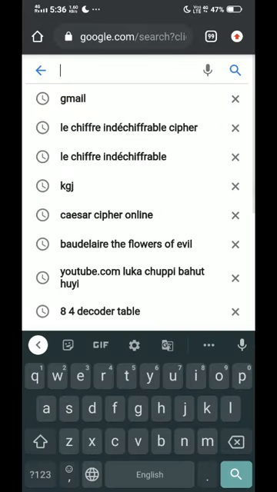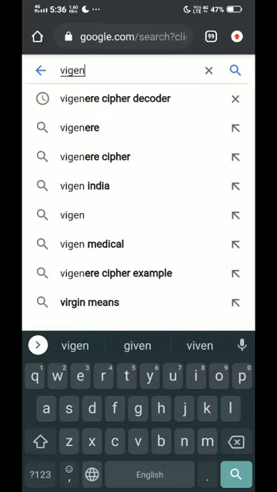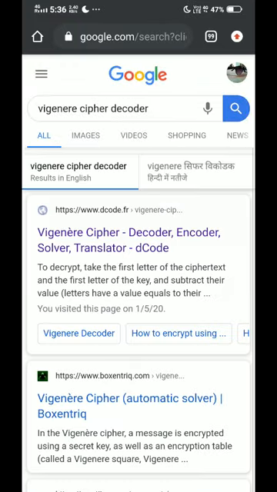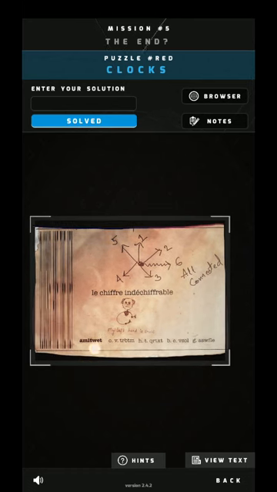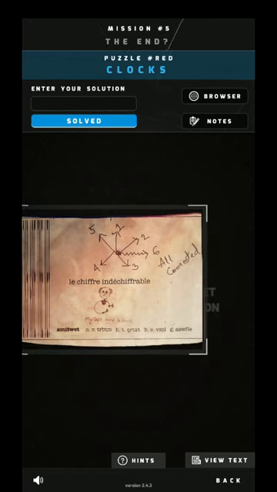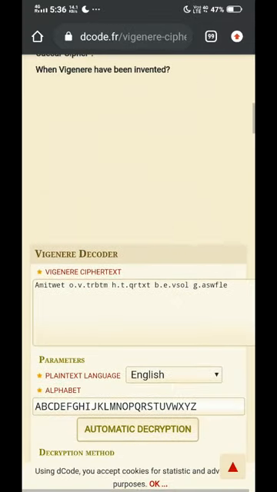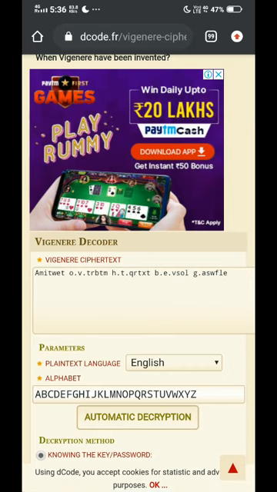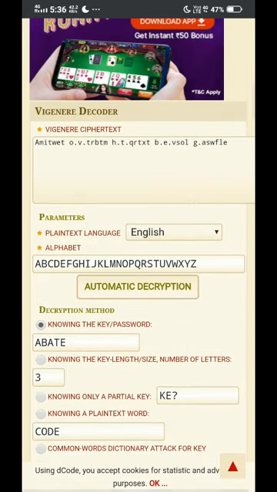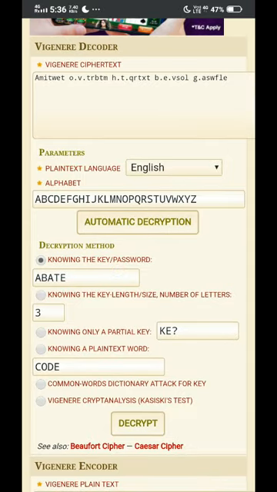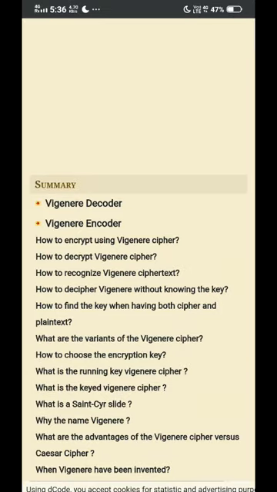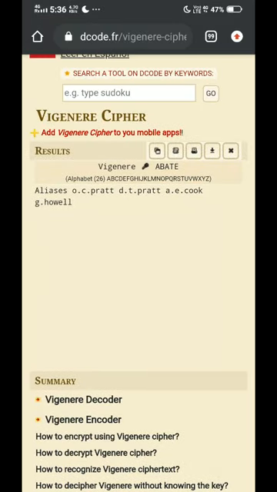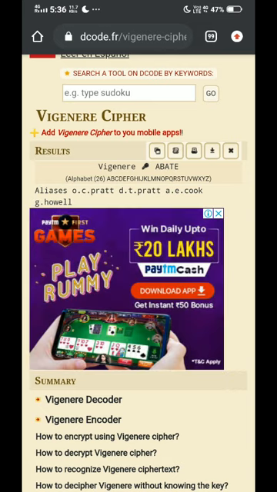So we'll search for Vigenère cipher decoder, and there you go. Now what will be the cipher text? Yes, this amitwet, because it is not readable, so this is the encrypted text. So in the Vigenère cipher, I've written the encrypted text as amitwet followed by everything, and over here, knowing the key, I've written abate. Now we will use decrypt, and the answer we have is aliases OC Pratt, DT Pratt, AE Cook, and G Howell.